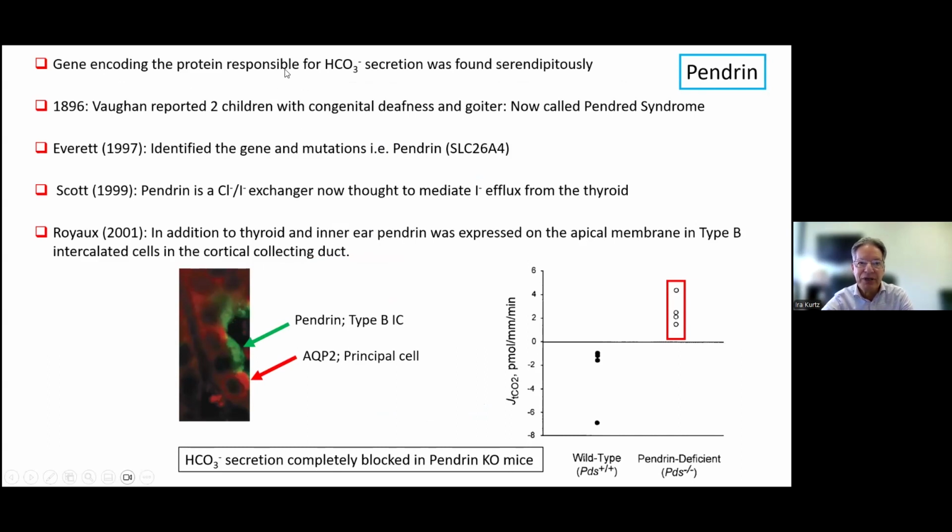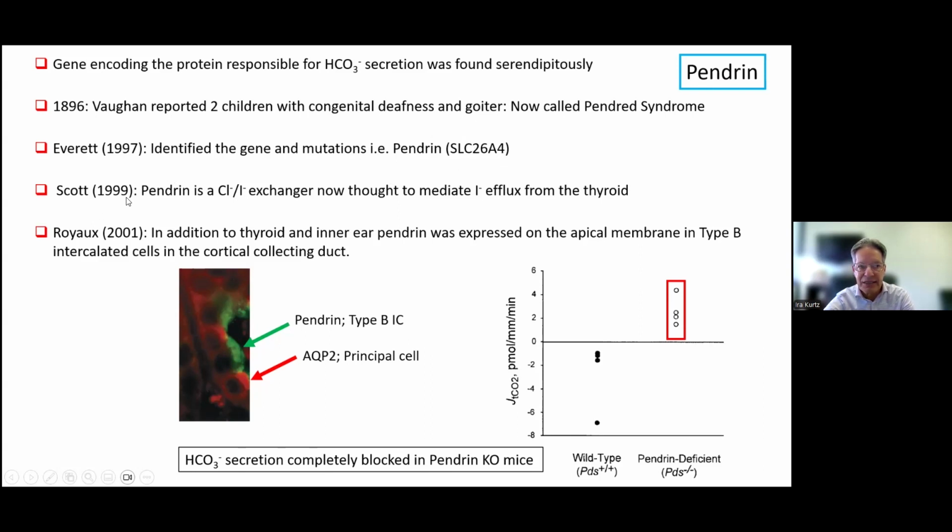Now, other things were occurring simultaneously in the literature that then got coupled to this. The gene encoding the protein that is doing what we just showed was found serendipitously. Vaughan reported 2 children with congenital deafness and goiter, which is now called Pendred syndrome. And Everett in 1987 identified the gene and mutations in it. The gene is called pendrin. It's SLC26A4, the gene name.